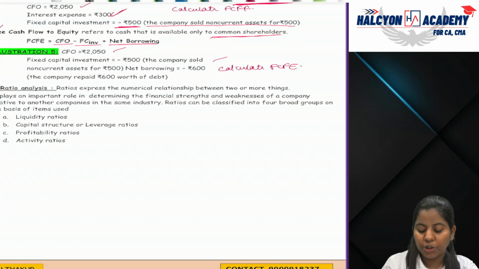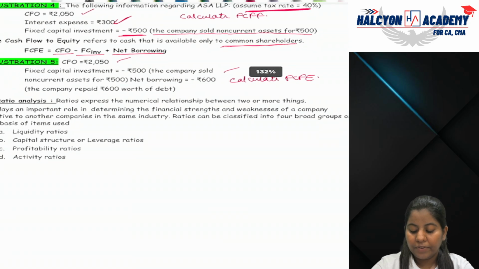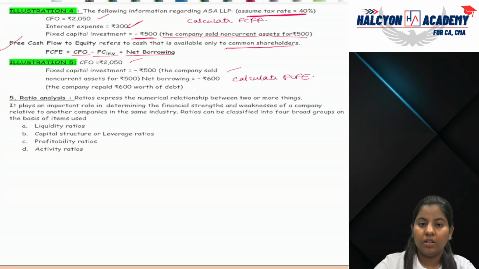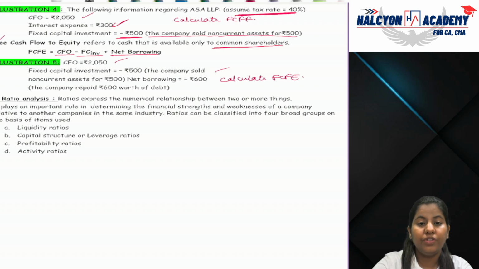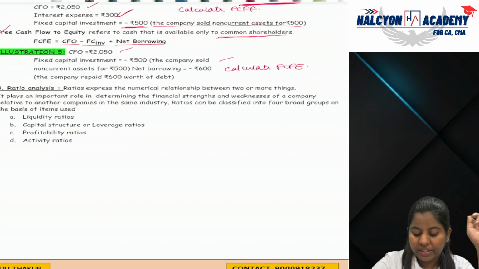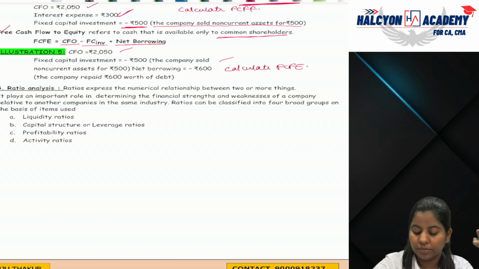So ratios express the numerical relationship between two or more elements, whether from balance sheet or P&L. It plays an important role in determining the financial strengths and weaknesses of a company. Through various ratios, we can find out the areas of strength and weakness of a company relative to another company in the same industry. We can also compare two companies in the same industry through ratios.